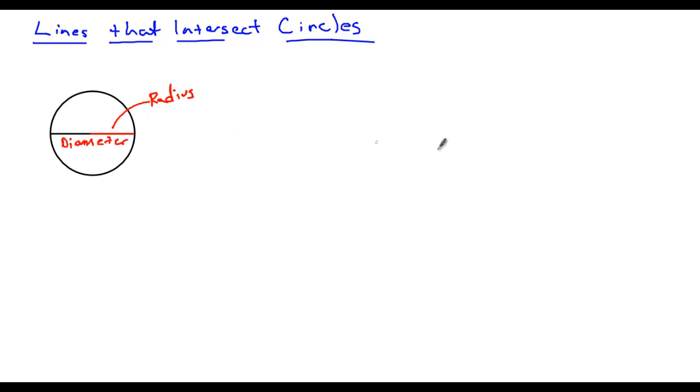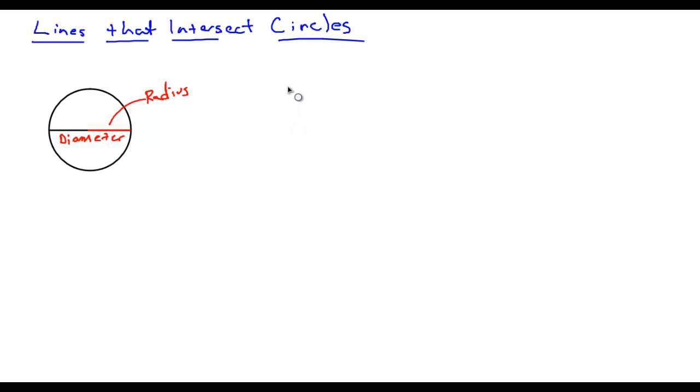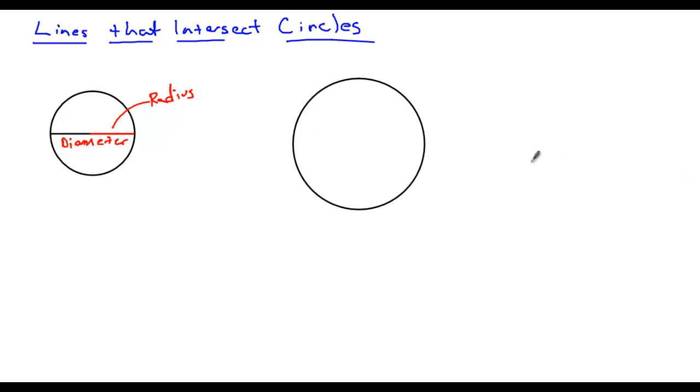But there's a lot more lines that intersect circles than just a diameter and a radius. So I'm going to draw another circle. The first thing we're going to talk about is how to label a circle, or how to talk about a circle. So I'll put a point right in the middle and call that point C. So this is circle C, and the way we say that is we write circle C. And that tells us that the center of the circle is that point C.